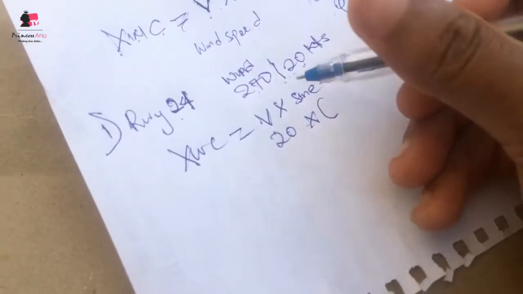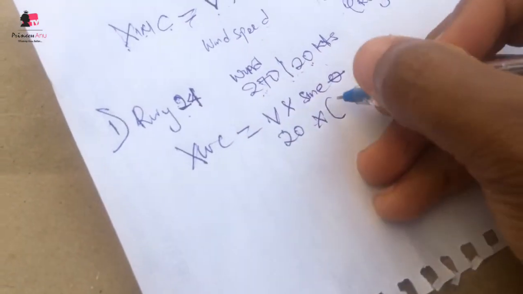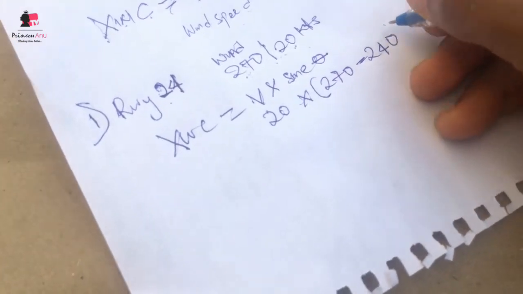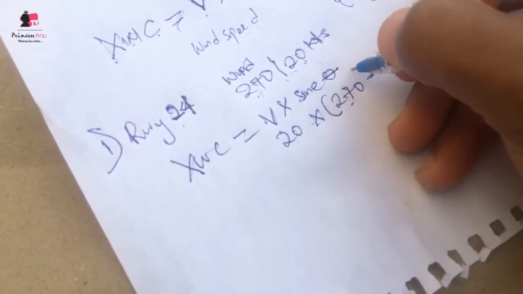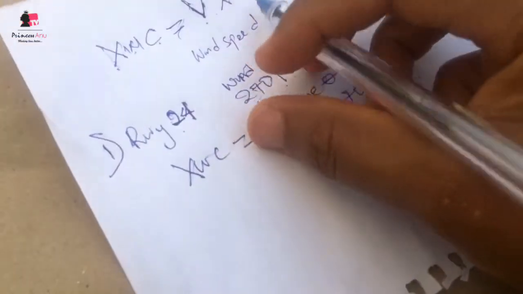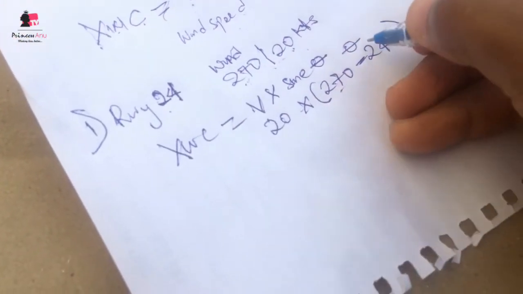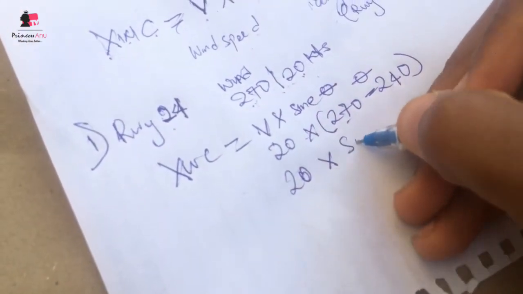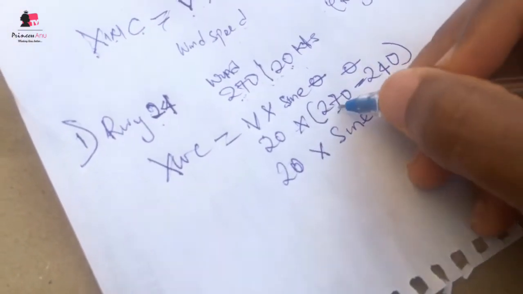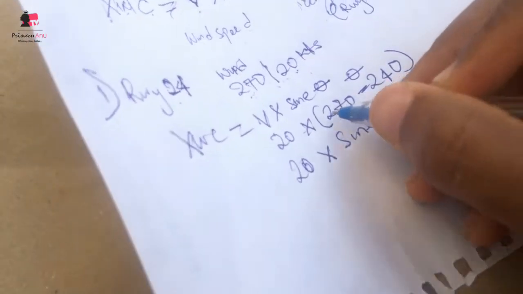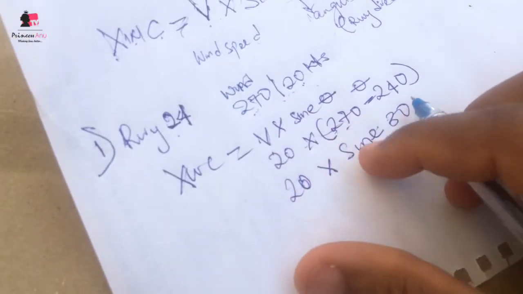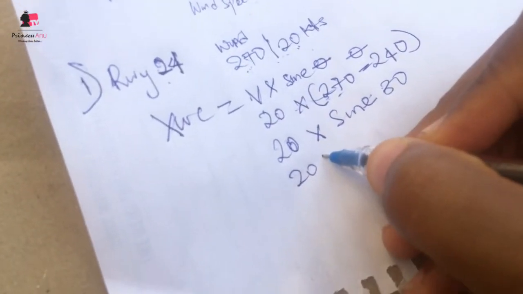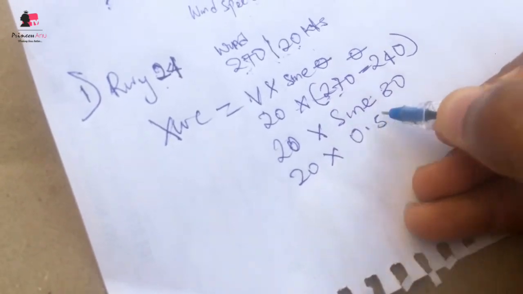Times the next one, now you're going to be subtracting: 270 minus 240. This is going to give us the theta. Then we're going to put it in front of this sine. So now we have 20 times sine 30, because obviously 270 minus 240 is going to give us 30. And now this is 20 times 0.5, because sine 30 is 0.5.